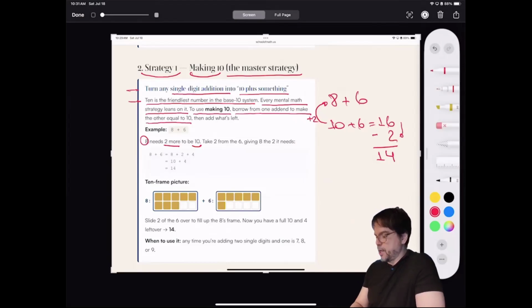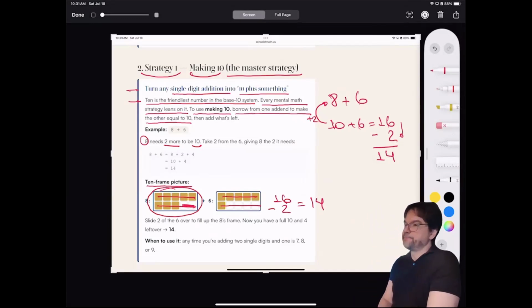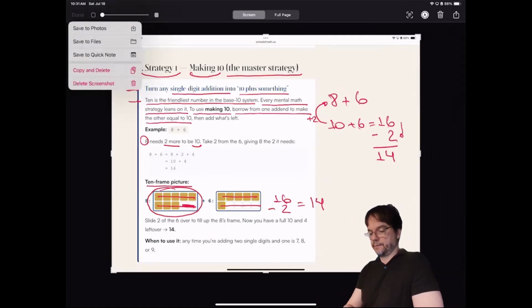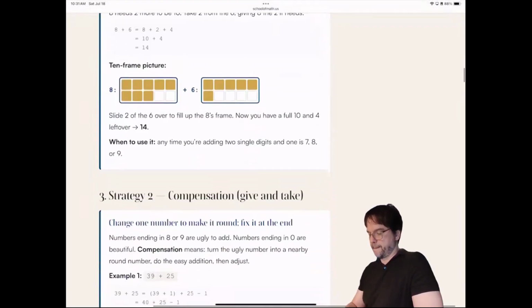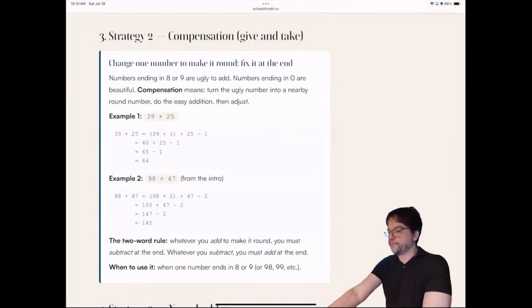So in blocks, look, 10 frame picture. I have 10. If I do 10 plus 6 is 16. But I have 2 blocks less. So it's 14. Is that okay? This is another technique. Okay. Another one.